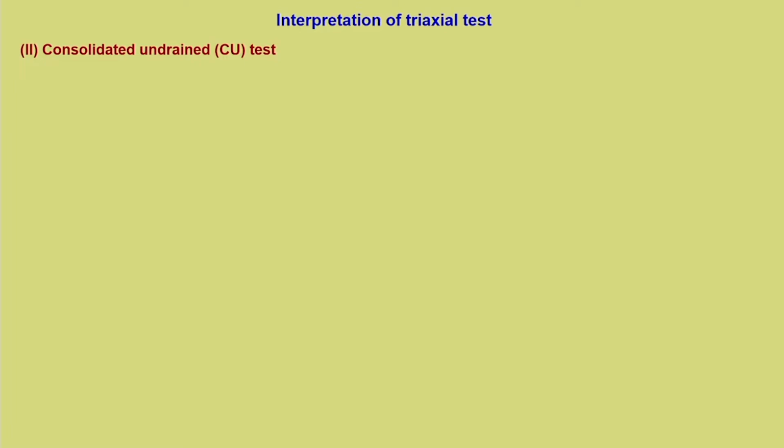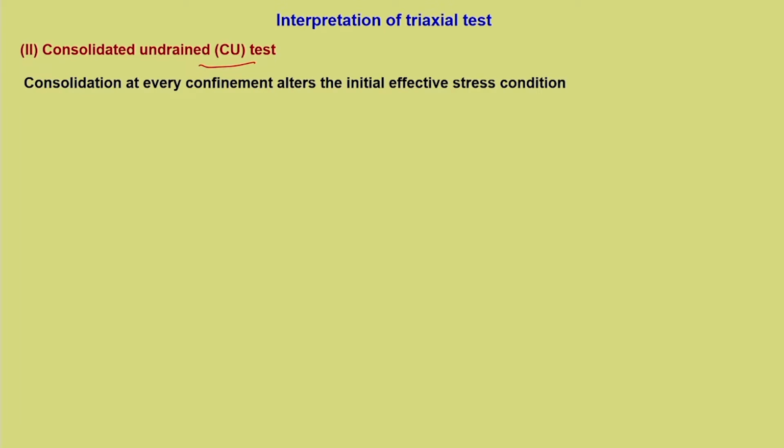So, in the last lecture we were discussing the interpretation of the triaxial test, and we have finished the UU test and UCS. In today's lecture we will see the interpretation of the consolidated undrained CU test. Okay. So, let us start the consolidated undrained CU test.